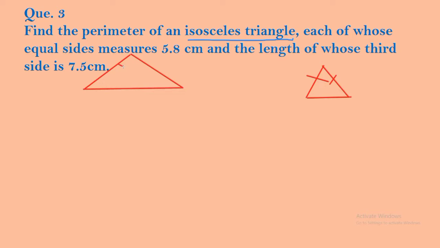Yes, this side is equal and this is not equal. This is not equal. Got it? So this is called an isosceles triangle, in which the two equal sides measure 5.8 centimeter and the length of the third side is 7.5 centimeter. Again, you need to use the formula.